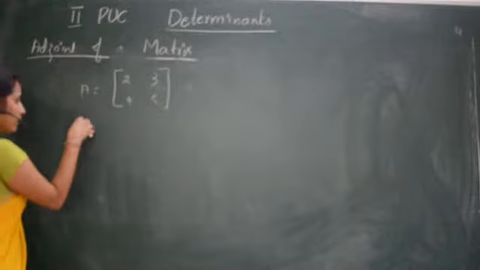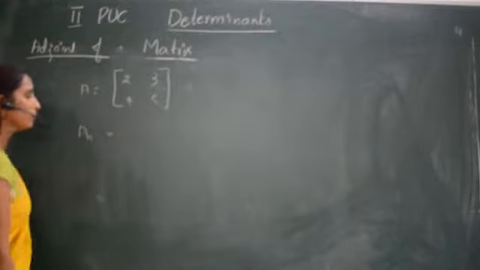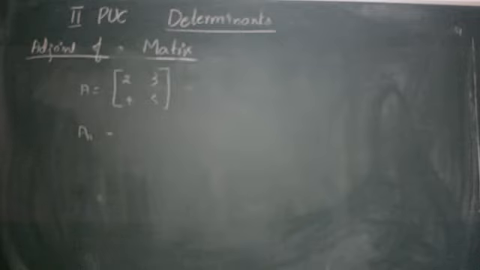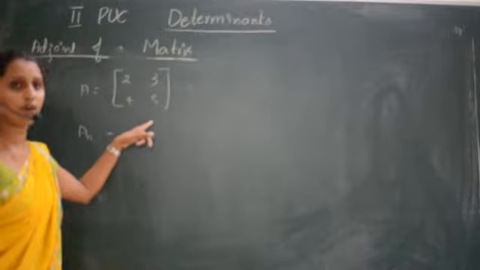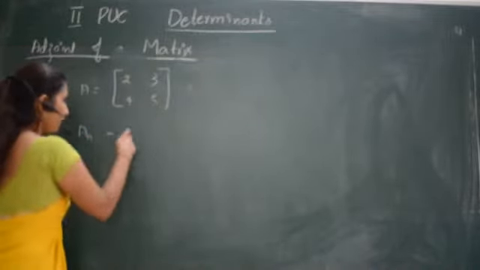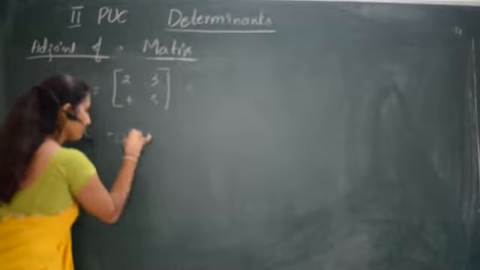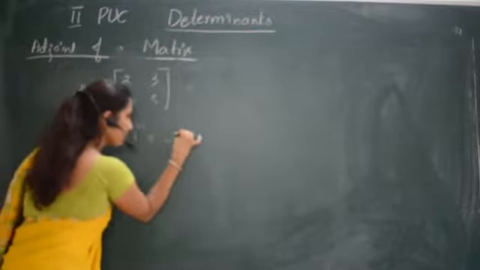So A11. We know that the cofactor of an element is minus 1 to the power 1 plus 1 into the minor of that element. The minor of the first element is obtained by deleting the first row and first column. So we get minus 1 to the power 1 plus 1 into 5, so it will be 5.